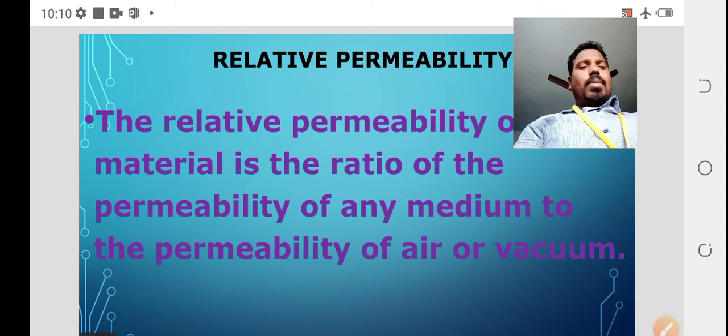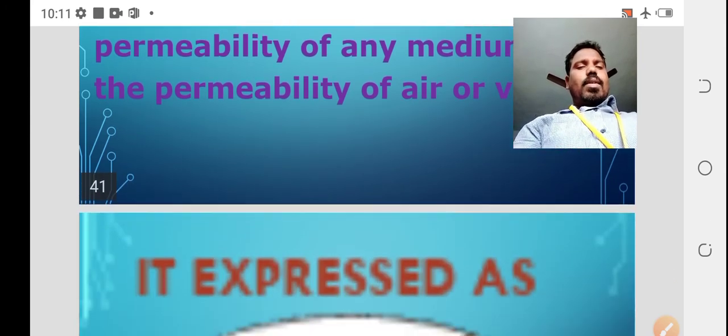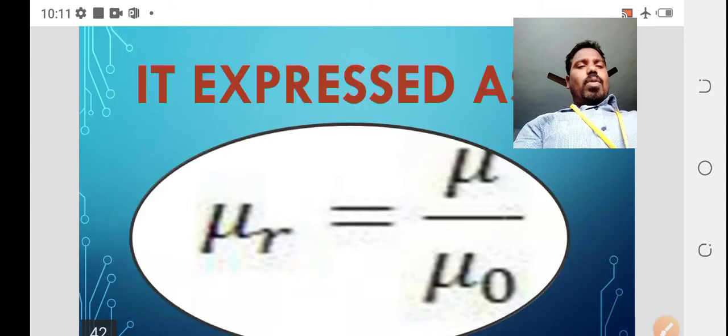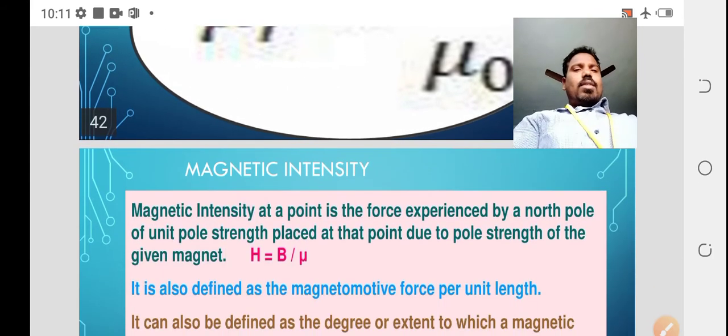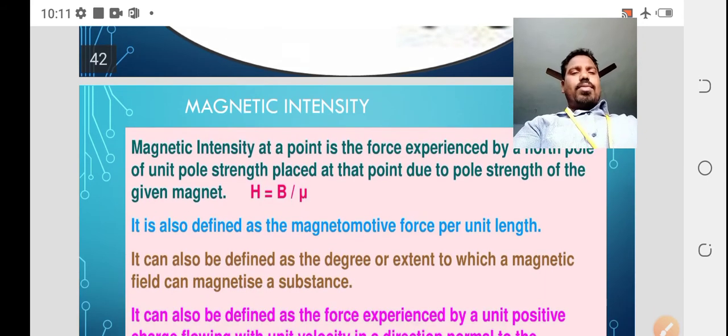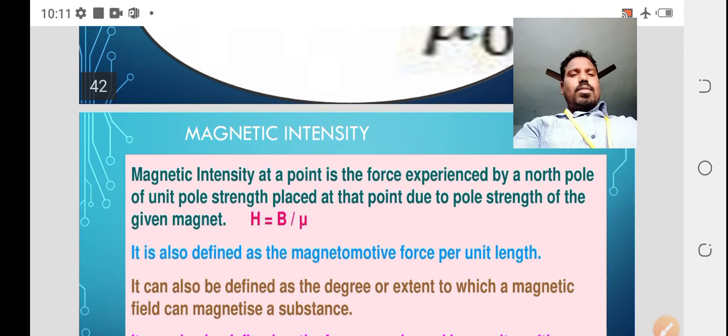Where mu is the permeability of any medium and mu naught is the permeability in a vacuum. So the relative permeability is expressed as mu r equal to mu by mu naught, where mu is the permeability in the medium and mu naught is the permeability in vacuum.